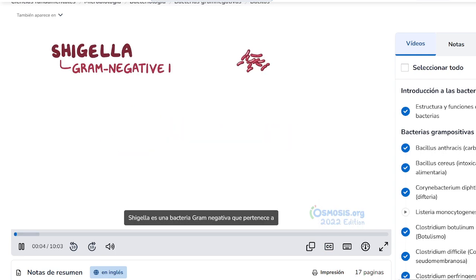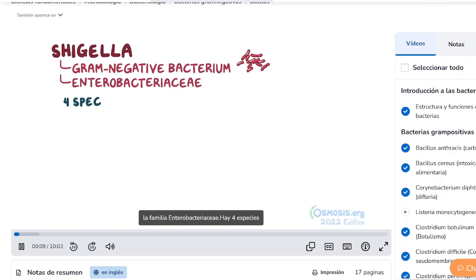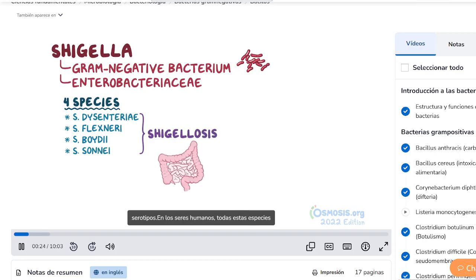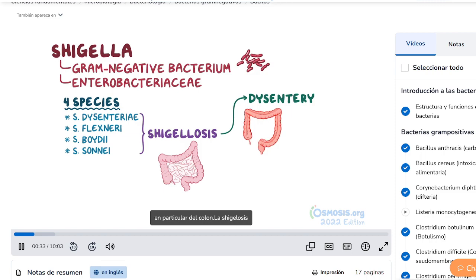Shigella is a gram-negative bacterium that belongs to the Enterobacteriaceae family. There are 4 species of Shigella: Shigella dysenteriae, Shigella flexneri, Shigella boydii, and Shigella sonnei, and each has its own serotypes. In humans, these species can all cause shigellosis, which is a contagious infection of the intestines, particularly the colon. And shigellosis can progress to dysentery, which is when the infection causes inflammation of the colon, resulting in severe abdominal pain and diarrhea.